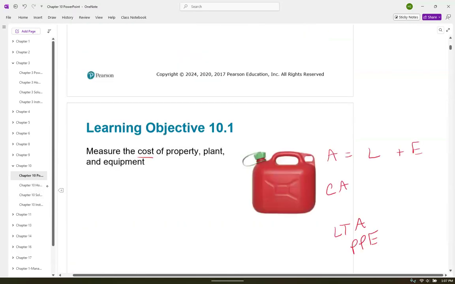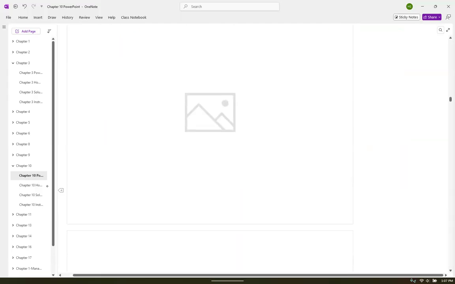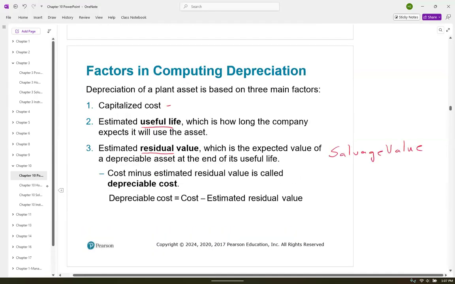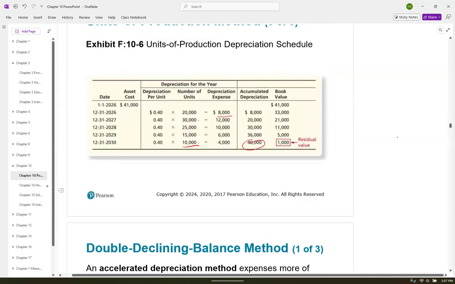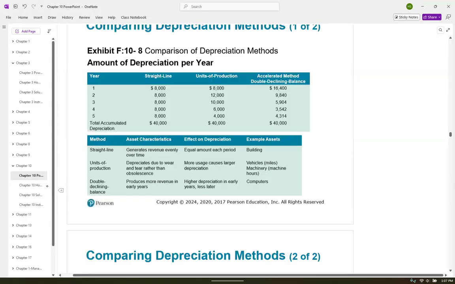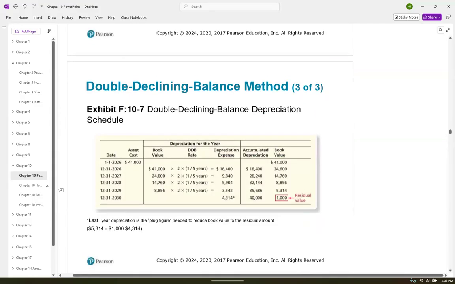Sometimes I don't know why it does that. Sorry. Oops, there it is. Double decline. That's not it. That's the comparison. Here we go. Okay.